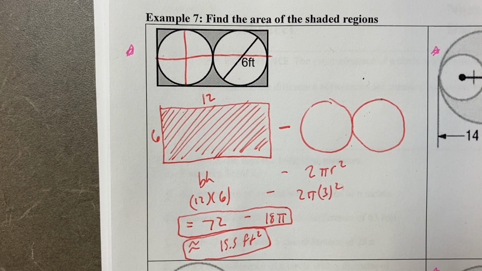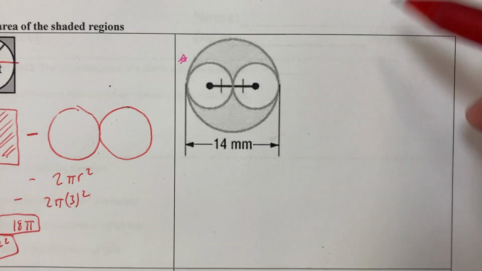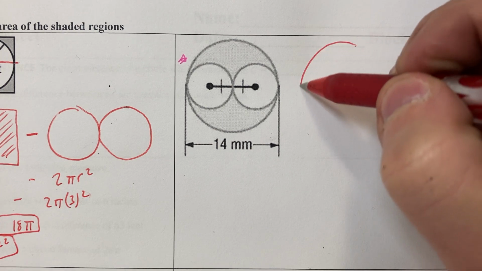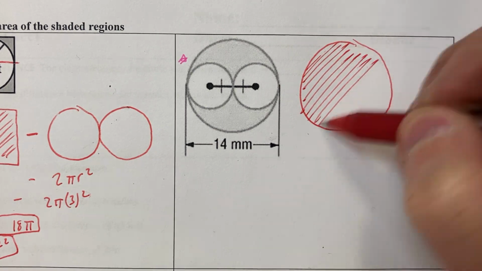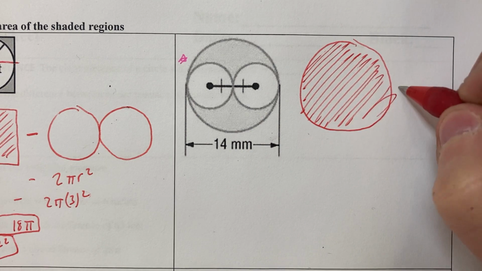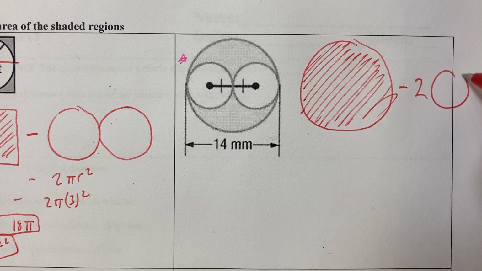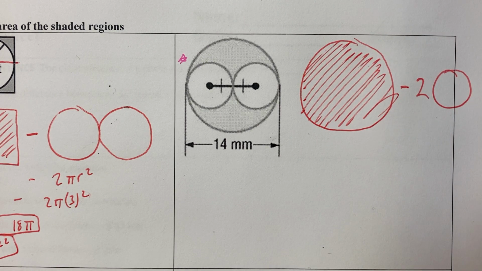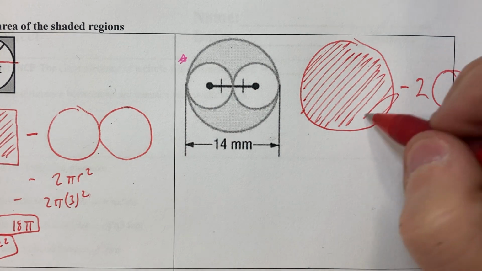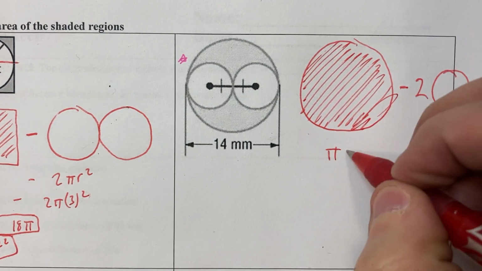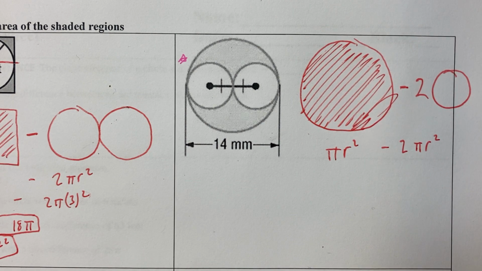This was all about subtraction. Same thing here. It's basically the same problem, except we're starting with a circle. We're going to start with a big circle, and we're going to take away two little circles. So this is just a big circle minus two little circles. And so this is pi r squared minus 2 pi r squared.